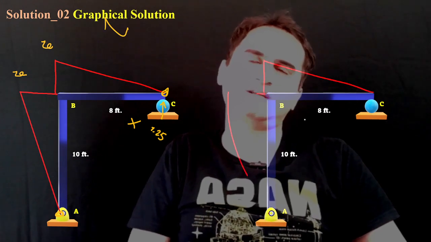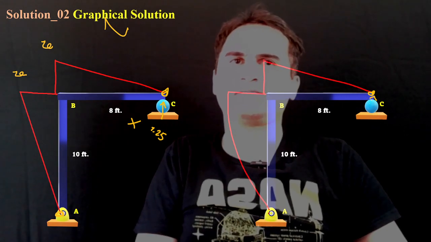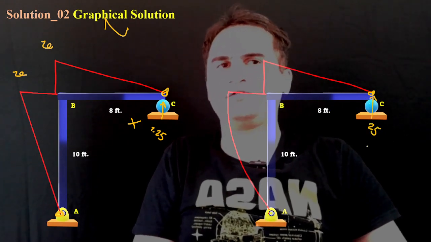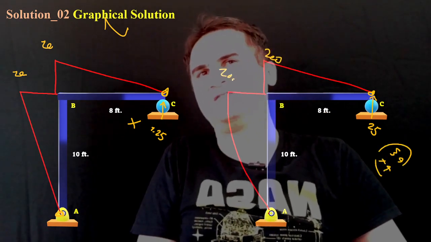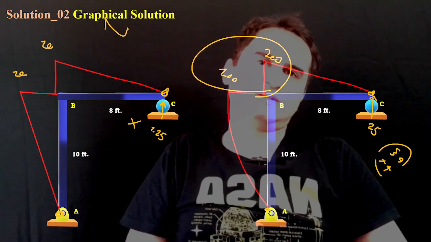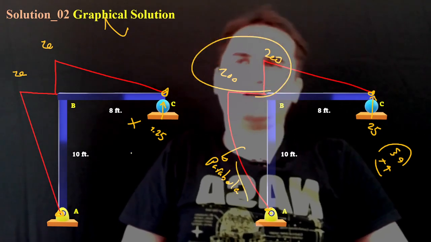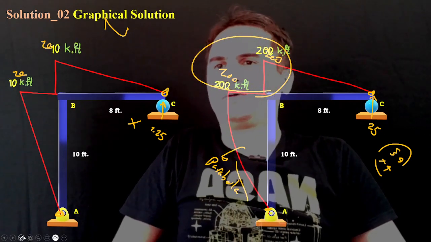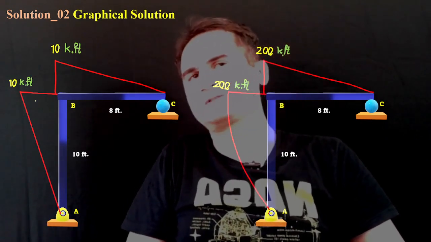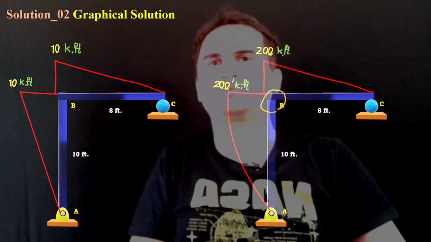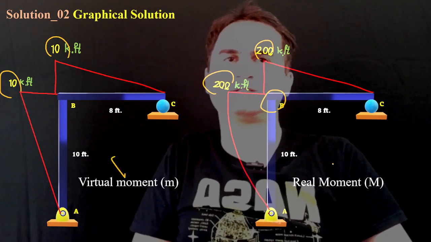If you want to do the same for the real moment, again, this is 25 times 8, which is like 50 times 4, that's 200. This is the same with this one, and this is 0, and we get a parabola shape. Then with numeric values like 10 kilopound feet at all sides, because the moment here doesn't change, these two numbers remain the same. This is the virtual moment, this is the real moment.